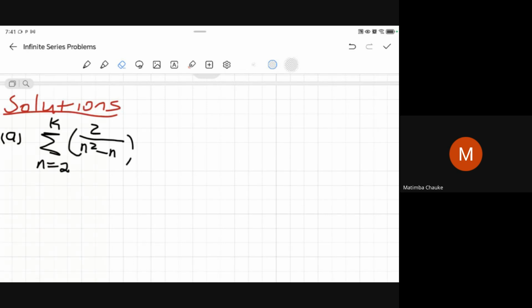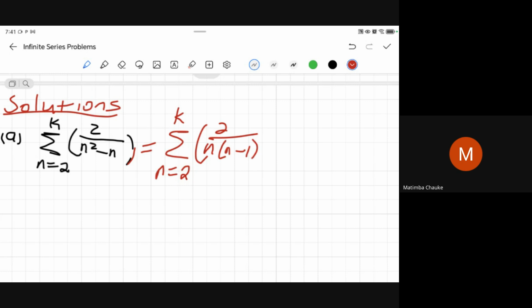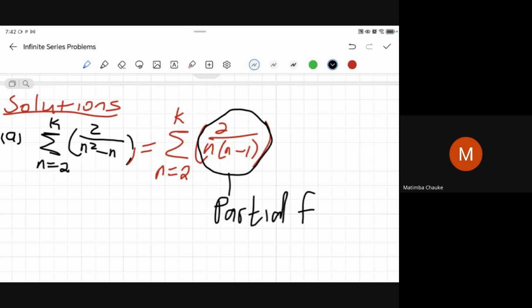Yes, right. So we can factorize this denominator. n squared minus n is equal to n times n minus 1. Then we can have 2 over n times n minus 1. So if the denominator can be factorized, this simply means we can apply partial fraction here. And if you can apply partial fraction on something, it means that you can apply telescoping theory.